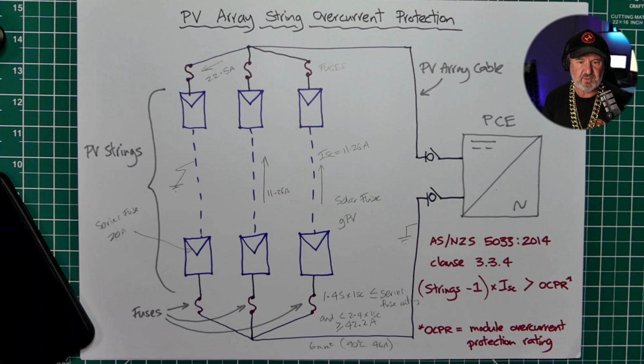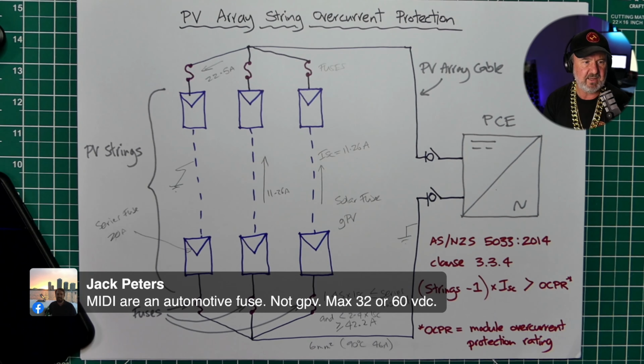Thanks, Ray. And I see Jack's just clarifying for my benefit that MIDI fuses are an automotive fuse, not GPV, maximum 32 or 60 volts. Well, some PV systems are extra low voltage, what's probably now better thought of as DVC A. So you might get away with it in an off-grid system operating at less than 60 volts, but certainly not in a conventional PV array that's operating at hundreds of volts. Yeah, so thanks for that one, Jack. Really important.